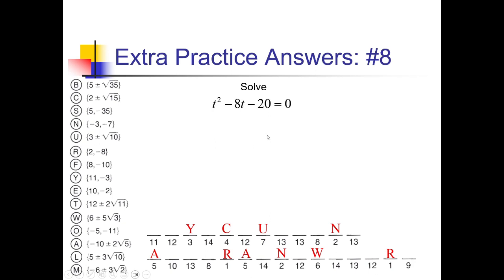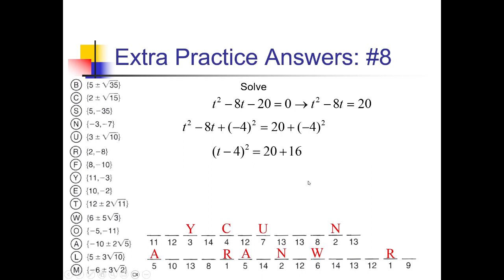Let me add 20 over to the other side to clear out that constant. And now I'm going to take half of negative 8, which is negative 4, square that and add that to both sides. For the left side, I have t minus 4 quantity squared if I factor that. For the right side, this is 20 plus 16, which is 36. Square rooting both sides, I've got t minus 4 on the left and plus or minus square root of 36, which is 6 on the right side.